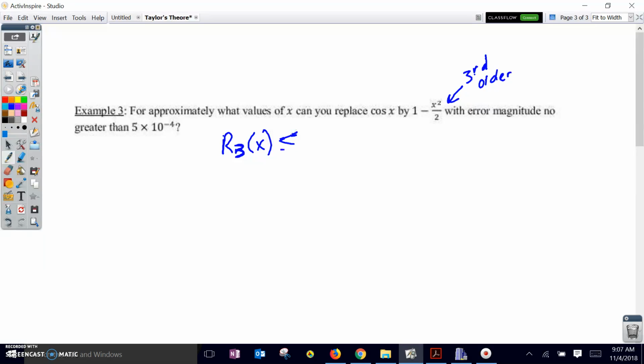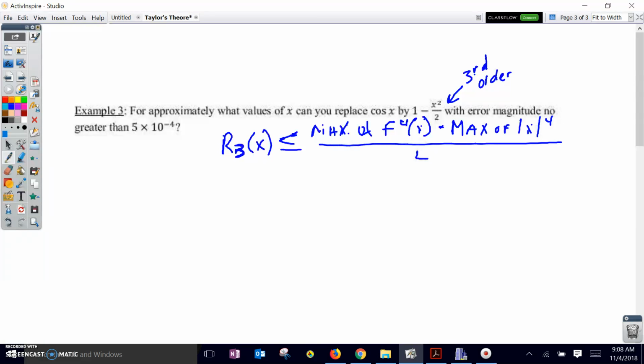And that has to be, the remainder has to be less than or equal to the maximum of the fourth derivative of the function times, and again this series is centered at 0, so we're looking at the max of absolute value of x to the fourth all over 4 factorial.